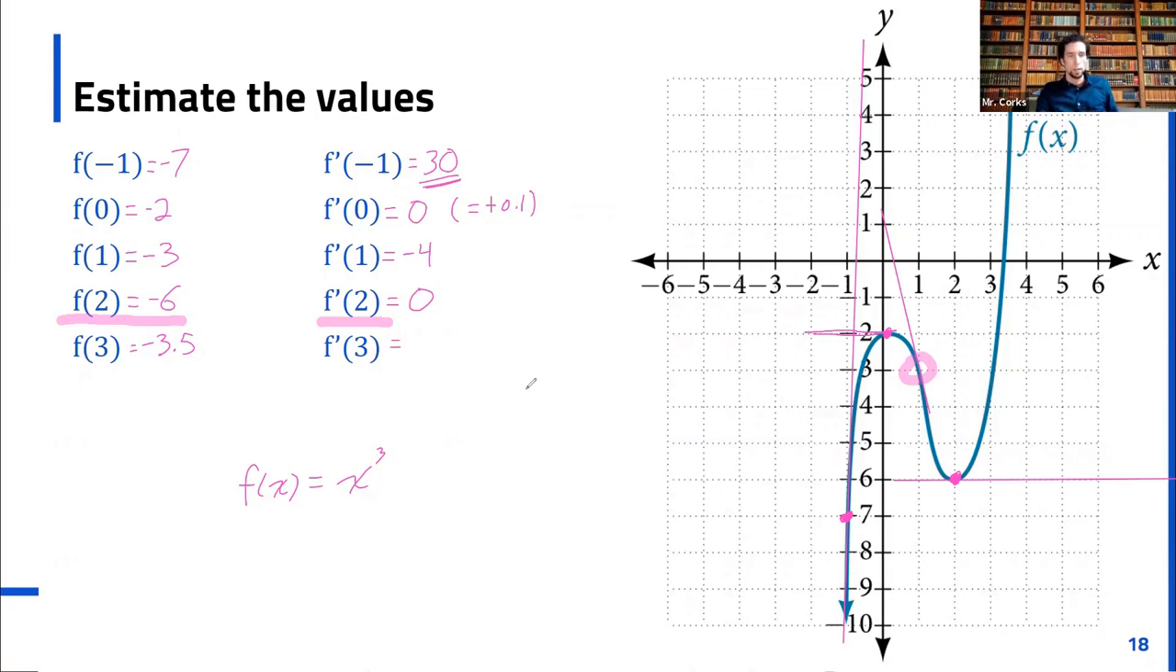Okay, last one here, f prime of 3. What does that look like roughly? This is our point here. What's your guess for the slope?